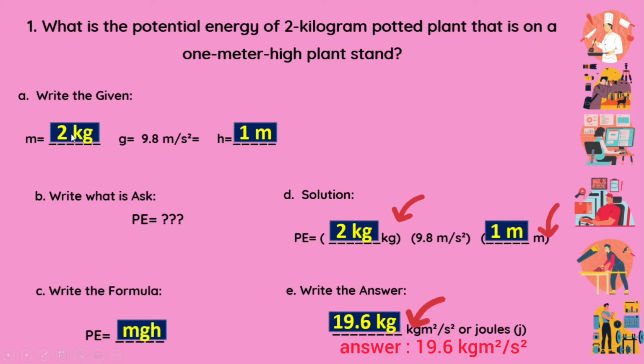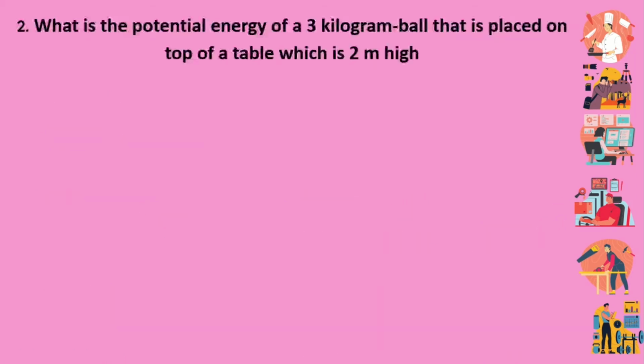Okay, again, write the given, the formula. Substitute the formula with the given. And then, multiply. Then, you have the final answer. Next sample problem. What is the potential energy of a 3 kilogram ball that is placed on top of a table which is 2 meters high? Okay, 3 kilogram. Medyo napapabilis ba tayo? Nabibilisan ba kayo?